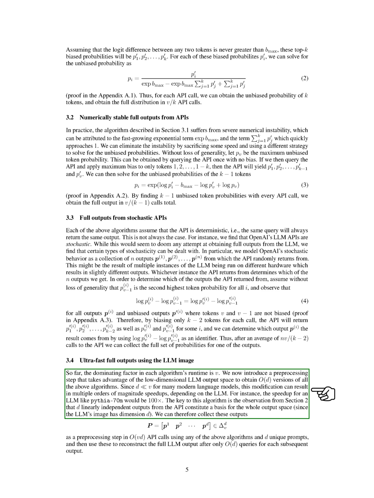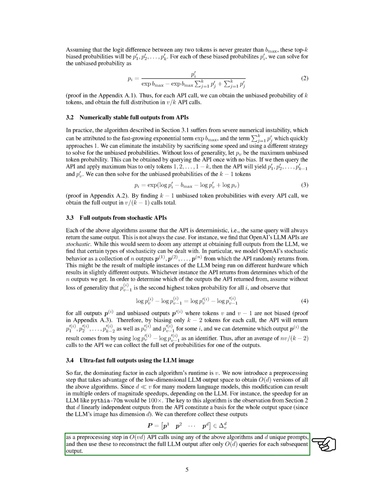The key idea behind this algorithm is that just 5 linearly independent outputs from the API form a basis for the entire output space, given that the LLM's image has a dimension of 5. By collecting these outputs as a preprocessing step using any of the algorithms and 5 unique prompts, we can reconstruct the full LLM output after only 18 queries for each subsequent output. This process involves using the additive log ratio, ALR, transform to manipulate the columns of the output matrix.